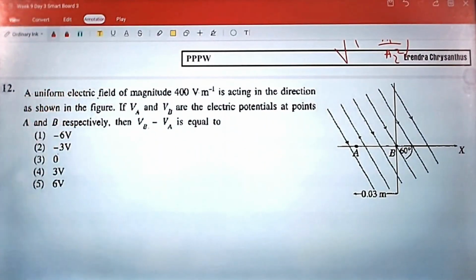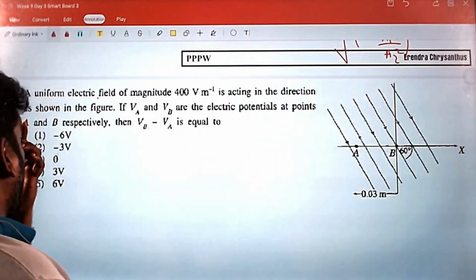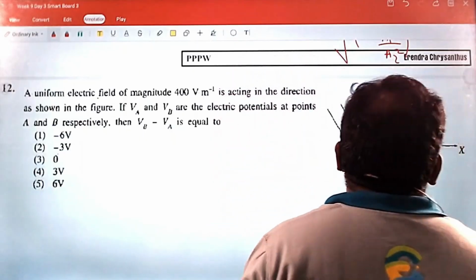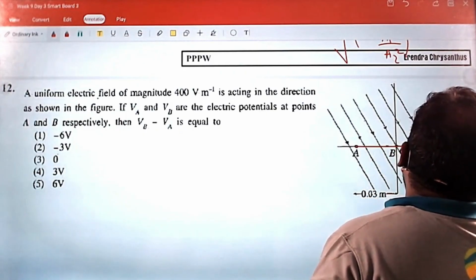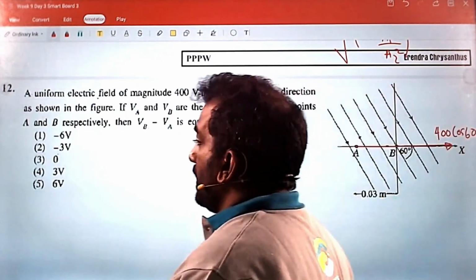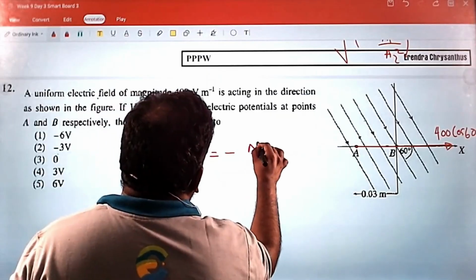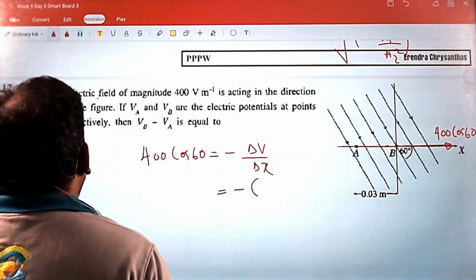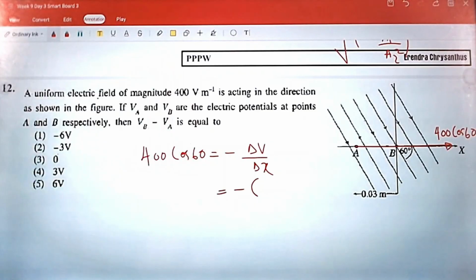Question number 12. A uniform electric field of magnitude 400 volt per meter is acting in the direction shown. Here we can take components actually. So in this direction we have the component 400 plus 60, minus potential gradient. Potential gradient is easily shown. So negative potential gradient.